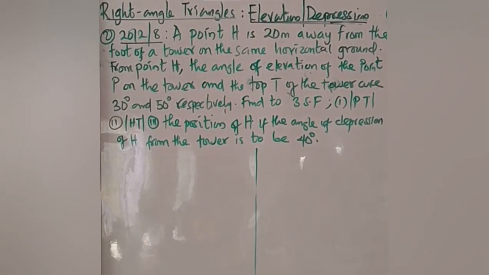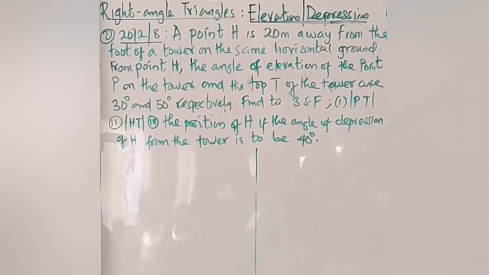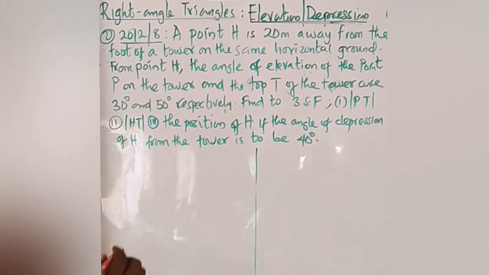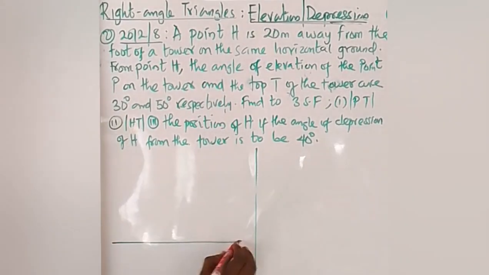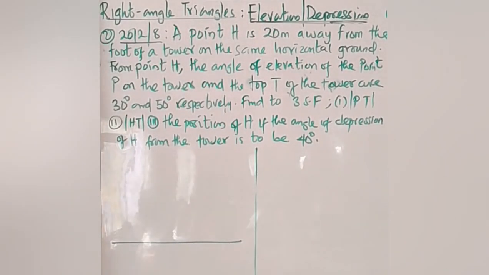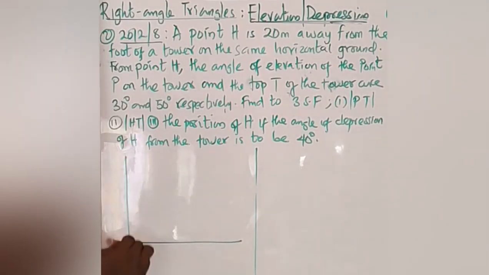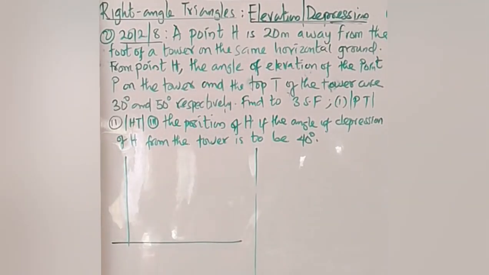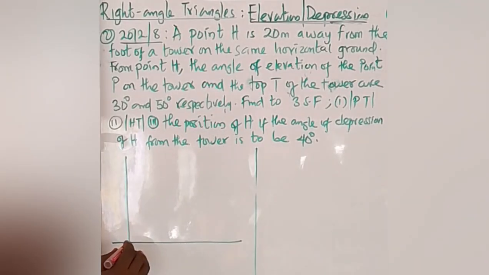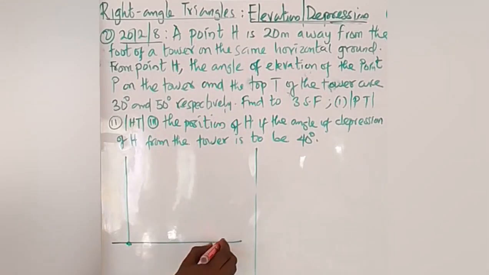A point H is 20 meters away from the foot of a tower on the same horizontal ground. So meaning we have a horizontal ground, and on this ground we have a tower, and a point H is 20 meters away from the foot. This is the foot of the tower. On the same horizontal level or ground, we have a point H.